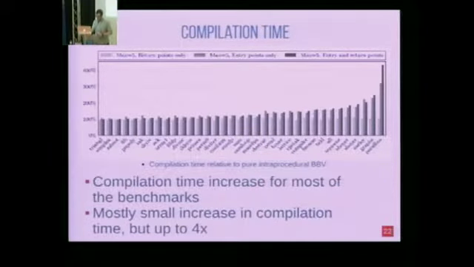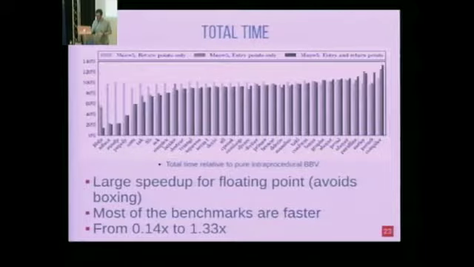If we look at the compilation time, obviously the compilation time increases for most of the benchmarks, but most of the time it's only a small increase. But the worst case appears for the paraffins benchmark, which is up to 4 times slower to compile.